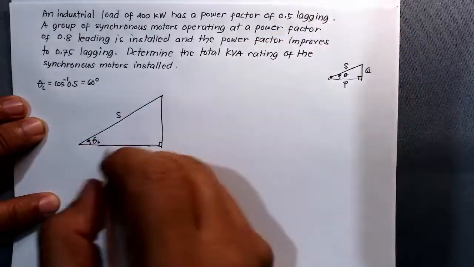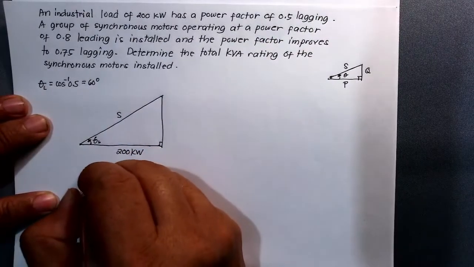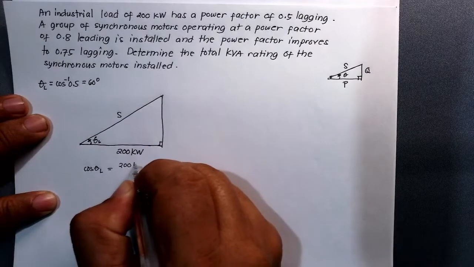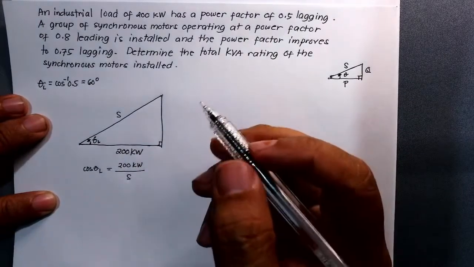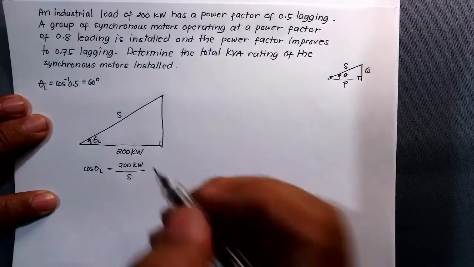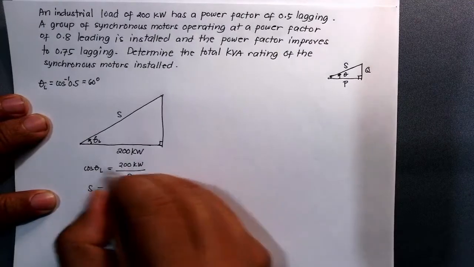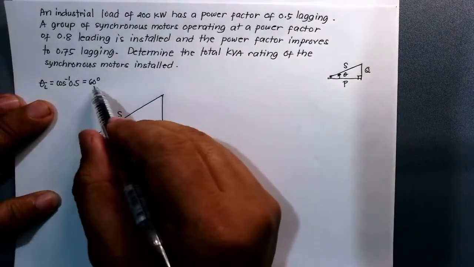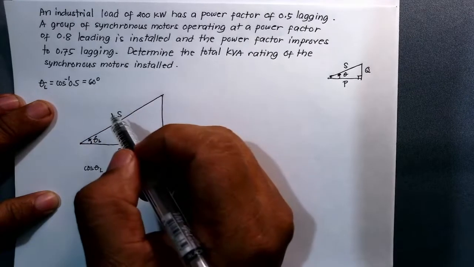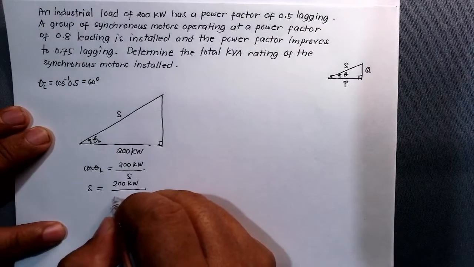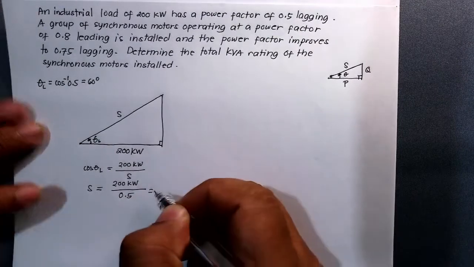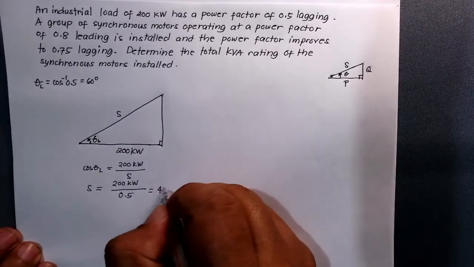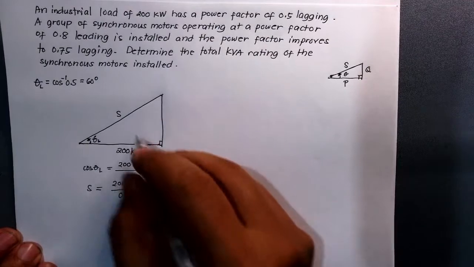Actually, we just have the cosine theta L. Cosine of theta L is the adjacent side, which is 200 kilowatts, over S. So we get now S here. S is equal to 200 kilowatt over cosine theta L. Cosine theta L is actually cosine 60 degree, which is 0.5. So if you press your calculator again, it will give you 400 kilovolt ampere. That will be your apparent power here.